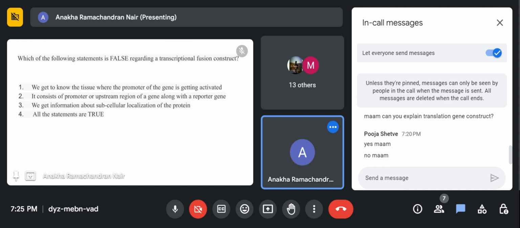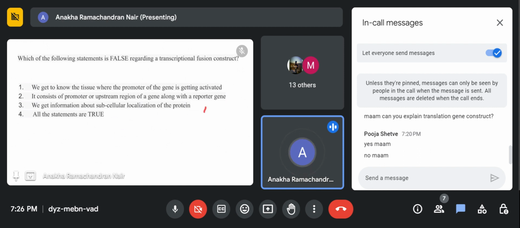The question is, which of the following statements is false regarding the transcription fusion construct? Option 1 is we get to know the tissue where the promoter of the gene is getting activated. Option 2 is it consists of a promoter or upstream region of a gene along with a reporter gene. Option 3 is we get information about subcellular localization of the protein, and option 4 is all the statements are true. So the correct answer in this case is option 3.